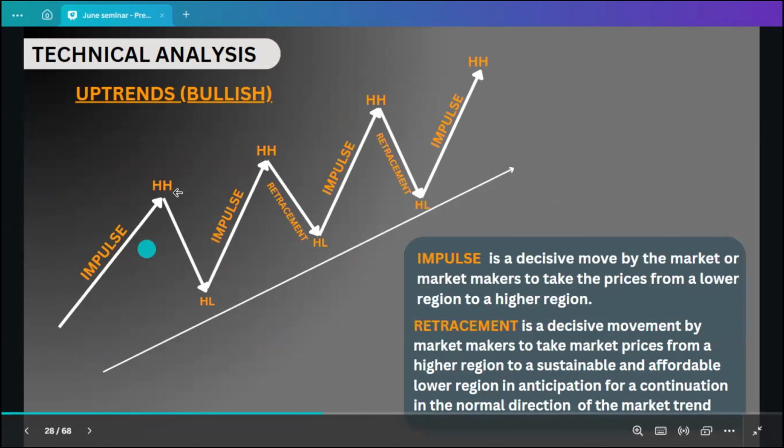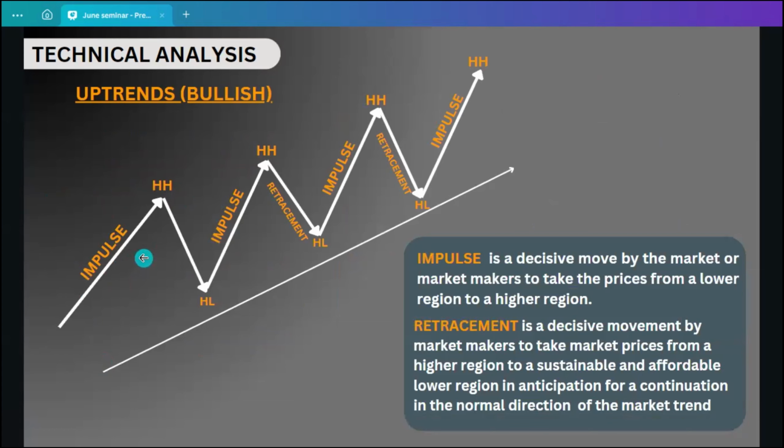Now, this is an impulse to make a higher high. That means price is moving with aggressive momentum to create a high, and in that direction it is now retracing to a low, for the next high or to break the previous high.